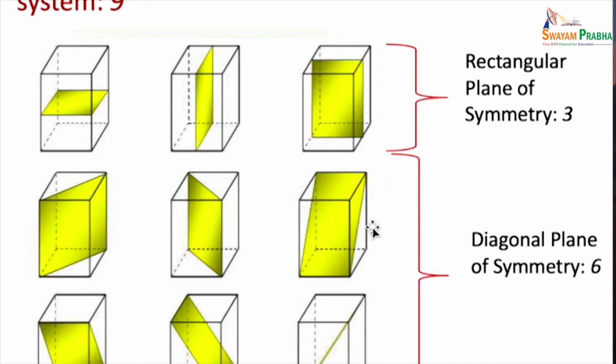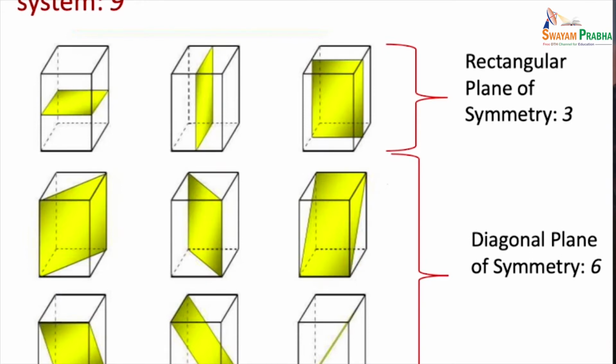Now let's look at them in terms of the cubic system. In a cube, there are 9 planes of symmetry. There are 3 rectangular planes of symmetry and 6 diagonal planes of symmetry. So this is a rectangular plane, where the cube is cut into half. Then these two faces cut into half. Then these two cut into half. Then the diagonal, just see, it's running from here to here, and top to bottom. So it goes through two opposite edges. Now, how many edges are there? There are 12 edges.